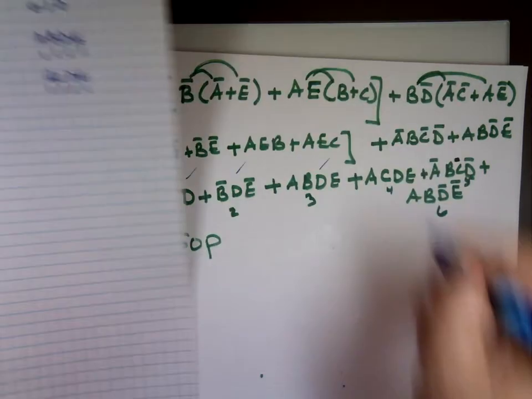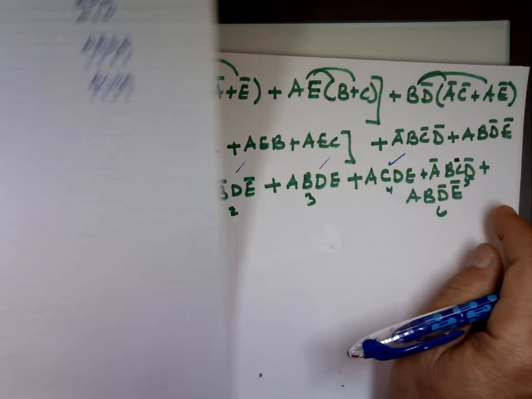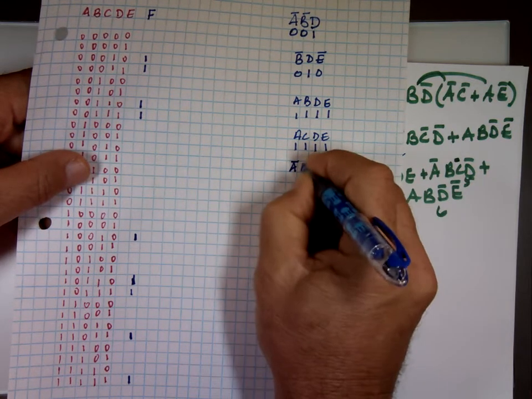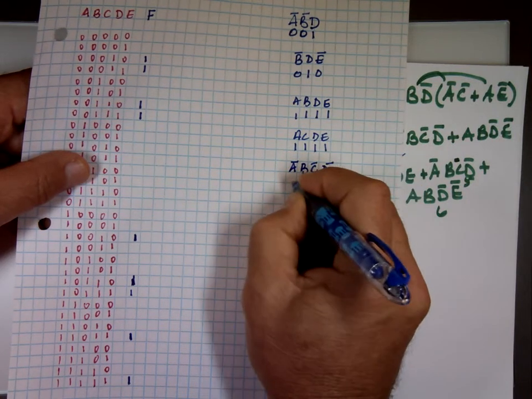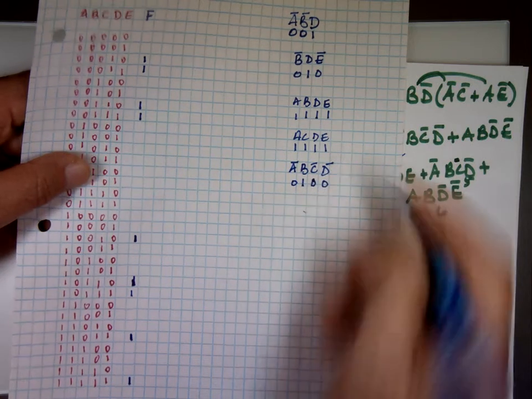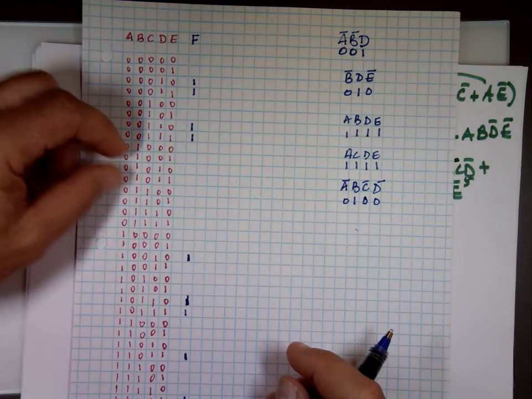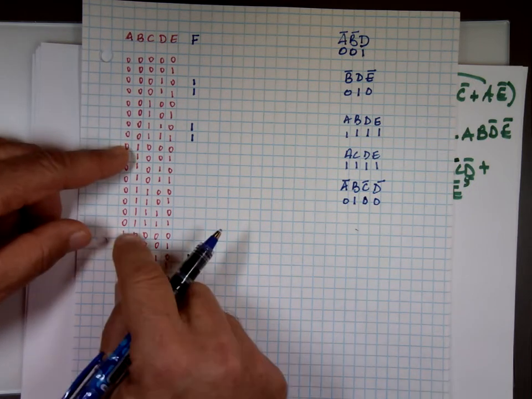That's gone. A bar, B, C bar, D bar. Or A bar, not A, B. A bar, B, C bar, D bar: 0, 1, 0, 0. A is 0, B is 1. That's this group right there, these 8.